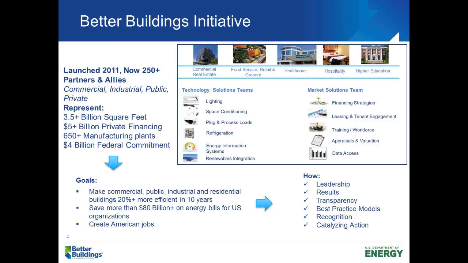With the goal of making buildings 20% more efficient in 10 years, the initiative hopes to save U.S. organizations more than $80 billion in energy costs while creating American jobs. Better Buildings does this through various ways, including best practice models, recognition, and catalyzing action. Some of these methods you'll see applied in the specification and in the interior lighting campaign.